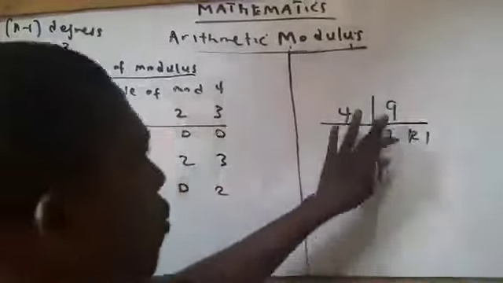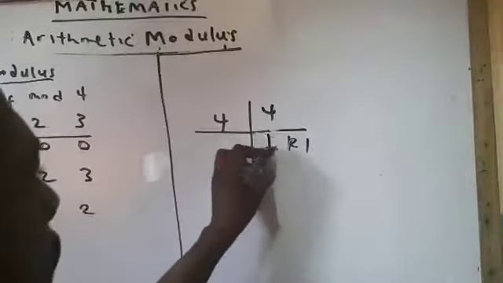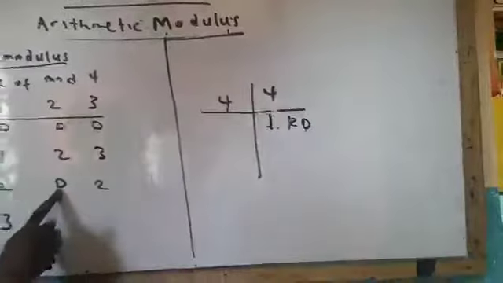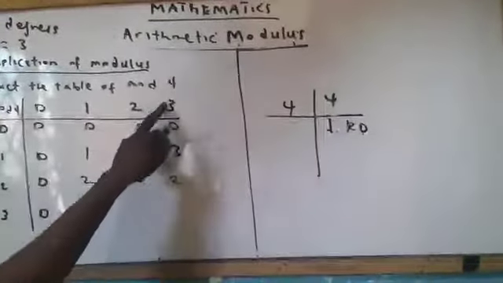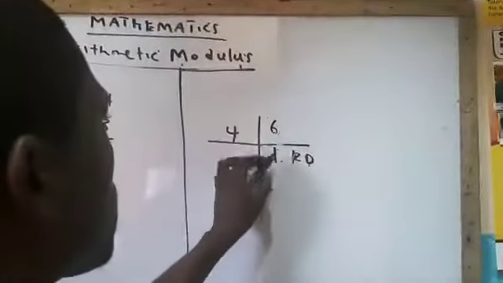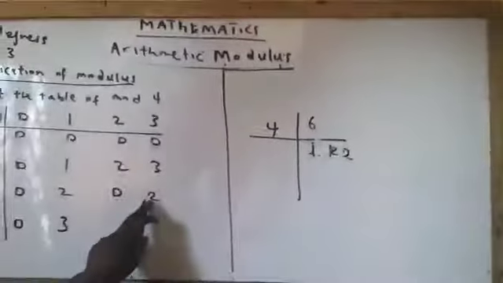So how do I get the 0? Using my rule, 4 in 4, 1 remainder 0. I take my remainder as my answer. That is how I got the 0. 2 times 3 gives you 6. 4 in 6, that's 1 remainder 2. I take my remainder as my answer.